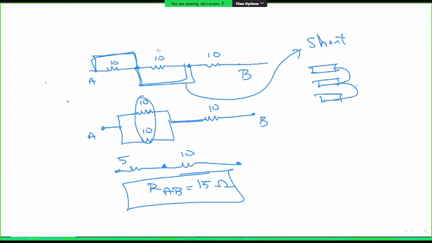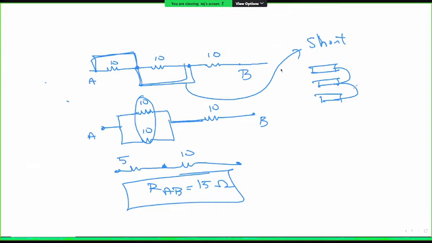Next one. Shorting. That's called shorting. I'll give you one more. Okay, this is 10. This is A. This is B. Here, there's 10. There's 10. There's 10. So if you see from A to B, I'll start.